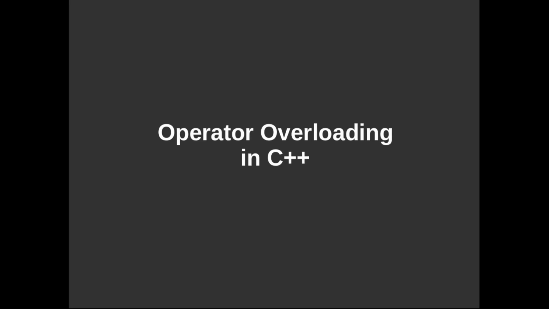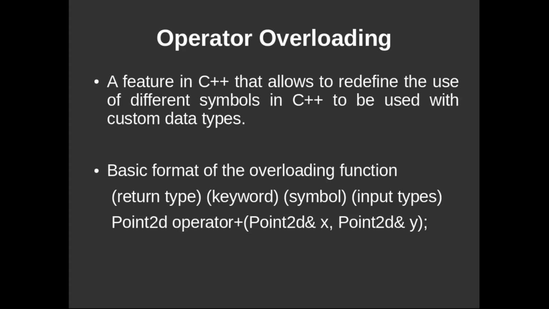In this video, we'll be talking about operator overloading in C++. Operator overloading in C++ is a special feature that programmers use when they need to use certain kinds of symbols, such as plus sign, minus sign, and many others, to define the functionality for their own custom data type.